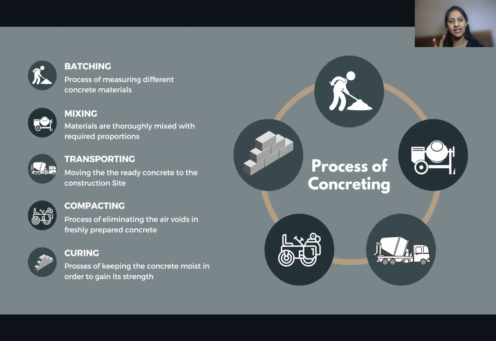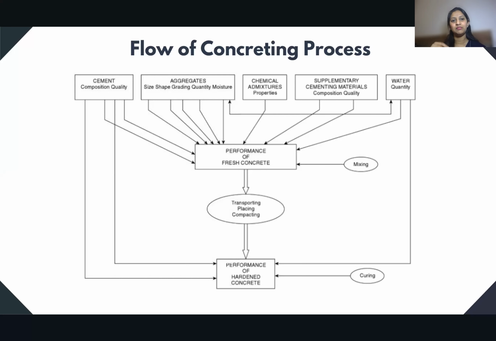So the whole process takes place in these 5 major stages. This is more or less a brush up from the 4 years of your engineering, I believe. Batching, mixing, transportation, compacting, and curing are the 5 major processes that concreting will go through. Now, let's have a look at how exactly one of these steps is interlinked with another. Here is a complete flow of the concreting process.